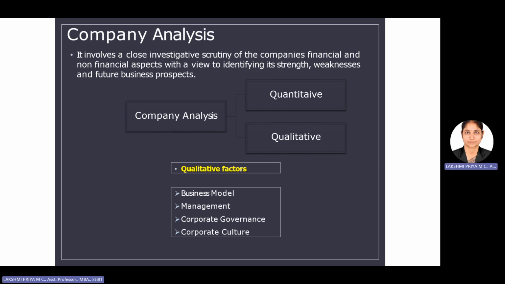Some of the sources of management analysis are conference calls, management discussion and analysis, and management ownership of the equity stock.